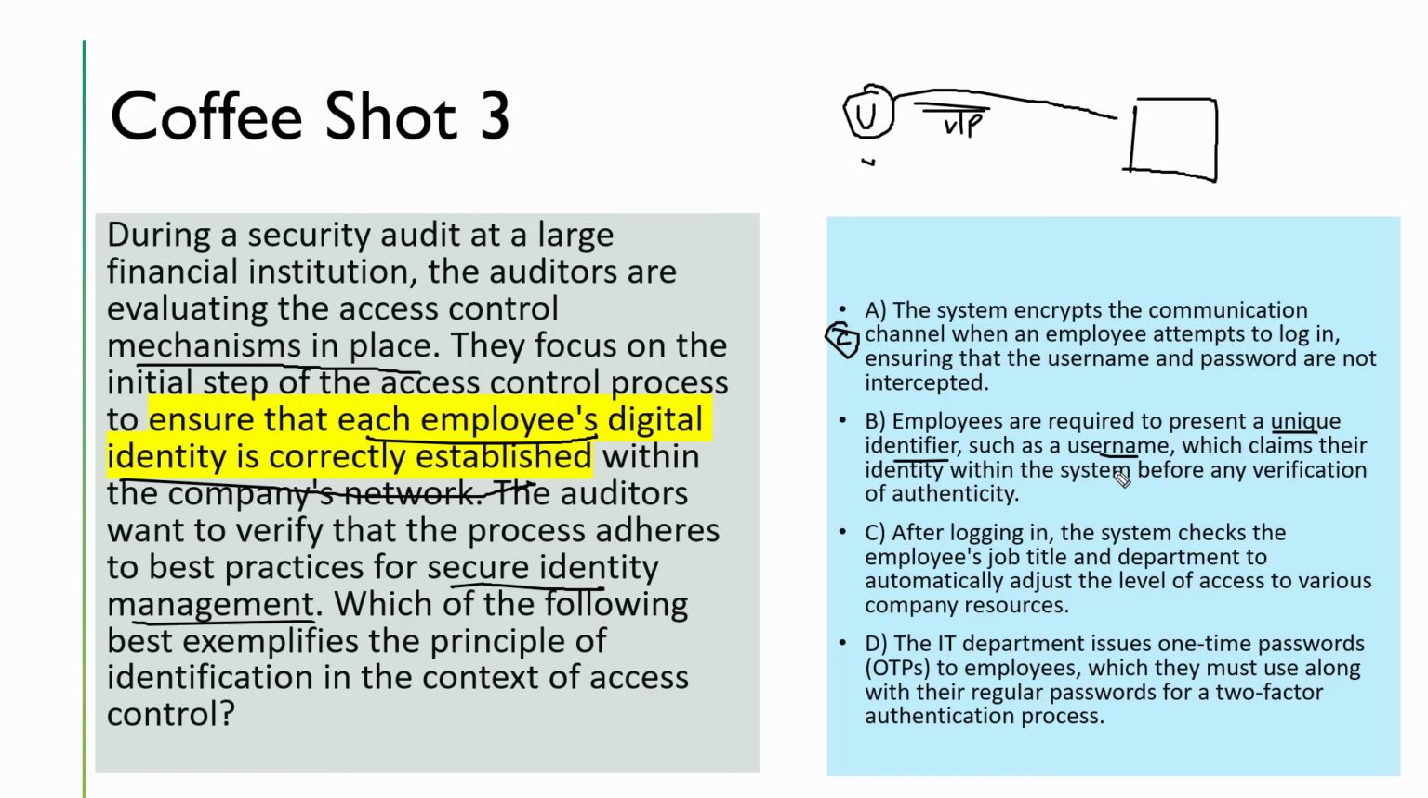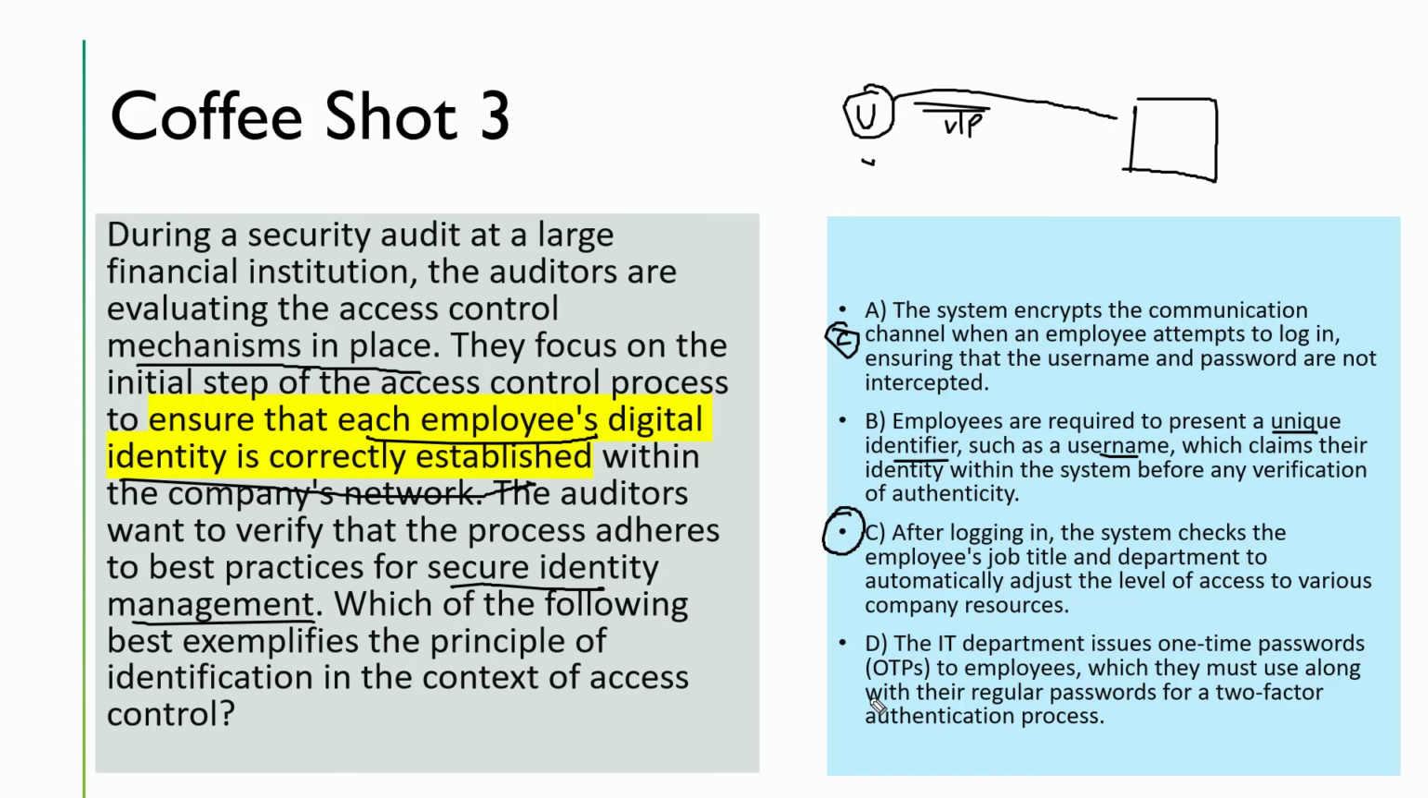So option B: the employee is required to present a unique identifier, such as a username, which claims their identity within the system before any verification of authenticity, which makes sense. Option C: after login, the system checks the employee's job title and department to automatically adjust the level of access to the various company resources. But this is basically more about authorization.